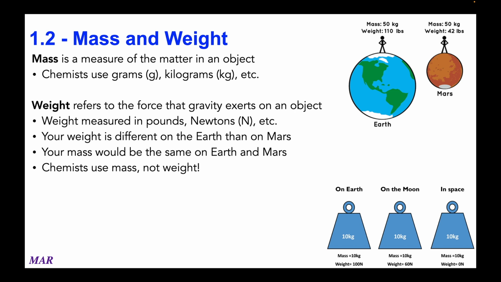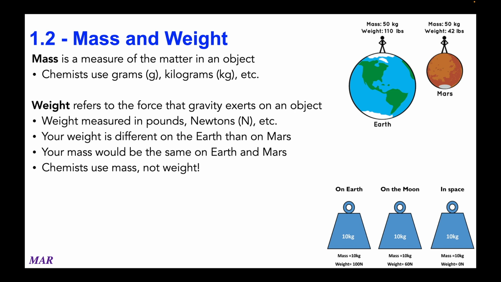The reason scientists don't usually like using weight is that weight can be different if you're on a different planet or on the moon. So your weight is different on the Earth than it is on Mars. You can see in the picture in the upper right-hand corner, there's a person with a mass of 50 kilograms, and on the Earth, that would be a weight of about 110 pounds. But on Mars, the weight would be only 42 pounds. However, notice that the mass is the same.